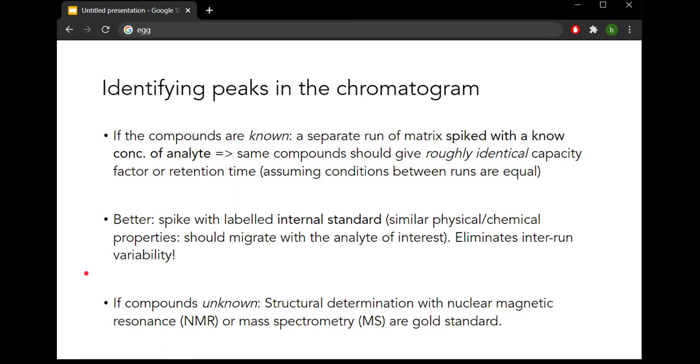Of course, if these compounds are unknown, we need to determine their structure some other way. In the field, two of the most common methods are nuclear magnetic resonance as well as mass spectrometry, which I won't go into detail today, but eventually I might if I continue with the class.